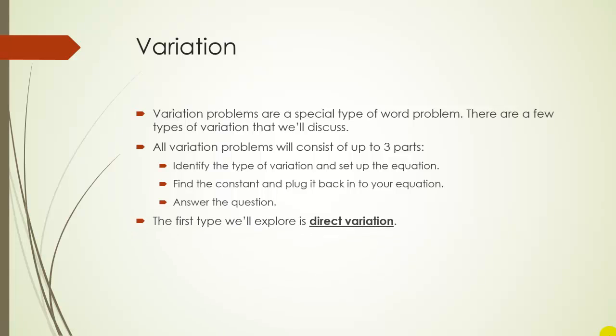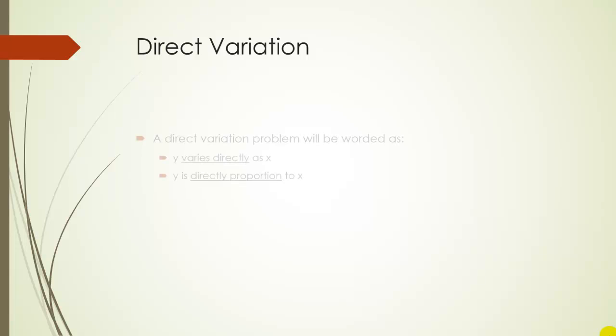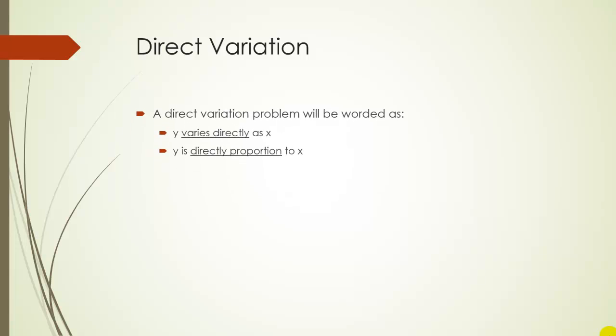So the first type of variation we'll explore is called direct variation. With direct variation, you're going to see a problem phrased something like this: y varies directly as x, or y is directly proportional to x. It doesn't have to be y and x. It could be for something like, for example, maybe weight and height, and in that case, you might use w and h instead. But whatever comes before the varies directly or directly proportional, that's your y. And whatever comes after is going to be your x.